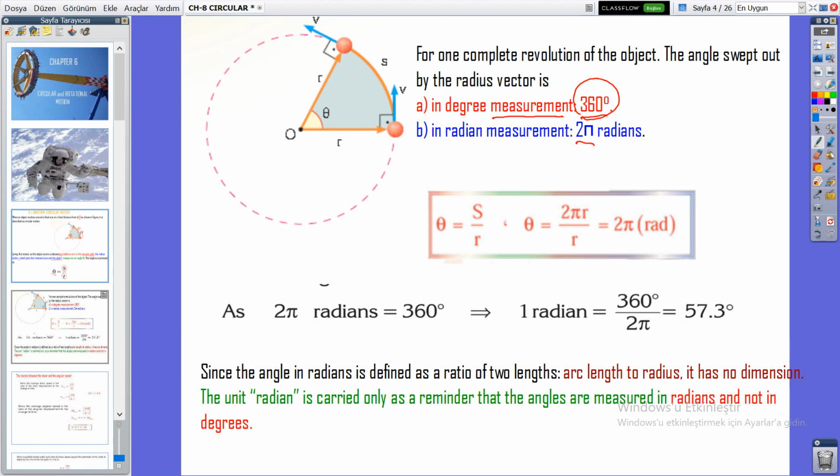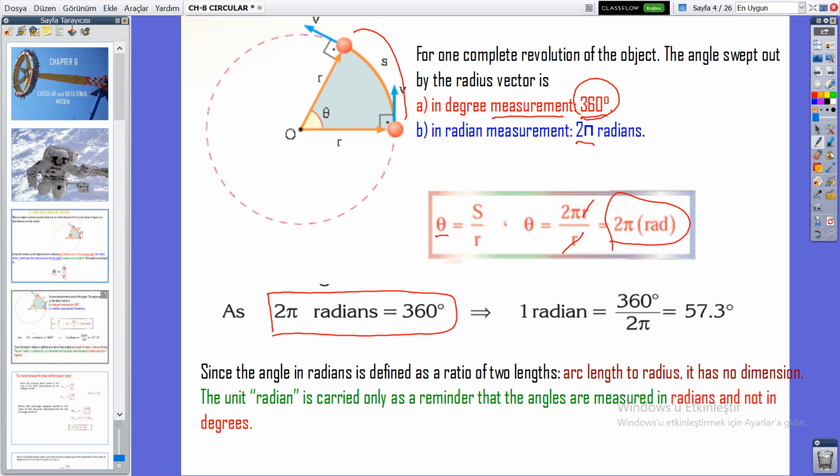When we convert between radians and degrees, if you remember our equation, theta equals S over r, and for the full angle around the circle, S is 2 pi r, so theta equals 2 pi r over r. The r cancels and is simplified. Theta equals 2 pi radians. So 2 pi radians equals the full angle, or 2 pi radians equals 360 degrees.